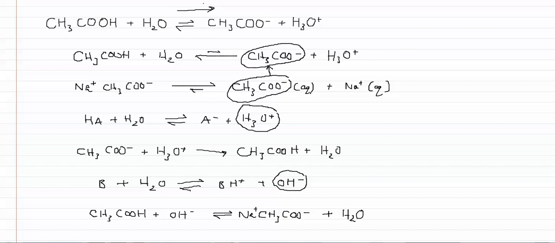So we can see how a buffer solution, both the weak acid and its conjugate base, are working if you add either an acid or a base to the solution to maintain the pH, so that neither acid nor base concentration in the solution effectively increases or decreases at all.